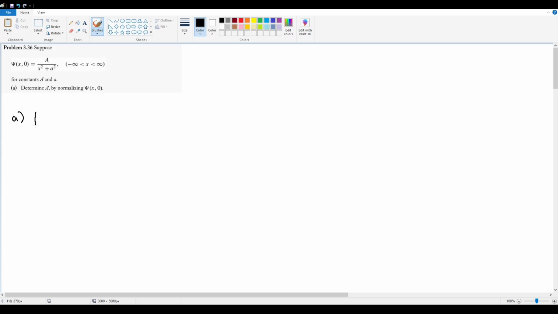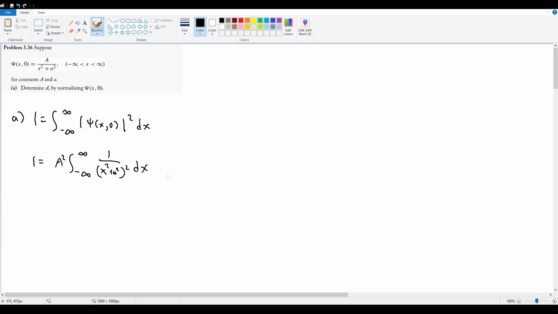We just enforce that 1 is equal to the integral from negative infinity to infinity of magnitude psi of x comma 0 squared dx. And now there's no imaginaries here, so it's just a simple matter of taking the square. 1 is equal to A squared times the integral from negative infinity to positive infinity of 1 over (x squared plus a squared) squared dx. And this should immediately imply that you should be using trigonometric substitution.